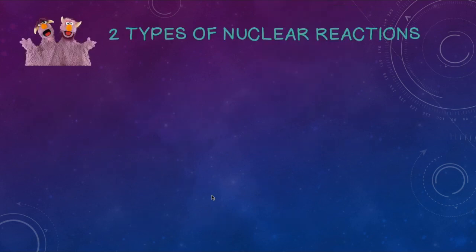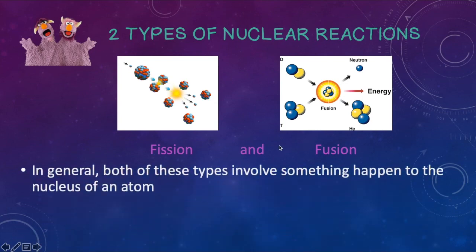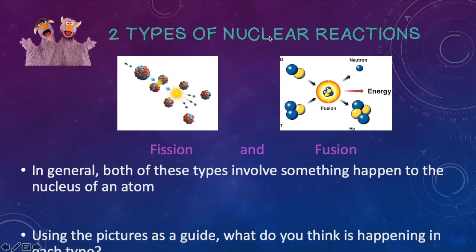All right. So there are 2 types of nuclear reactions, because eventually, remember, we're trying to explain what's going on in space, in our sun, in our universe, right? So that's what we're getting to. So 2 types of nuclear reactions, fission and fusion. Now, in general, both of them mean something is happening to your nucleus. That's why they're called nuclear reactions.